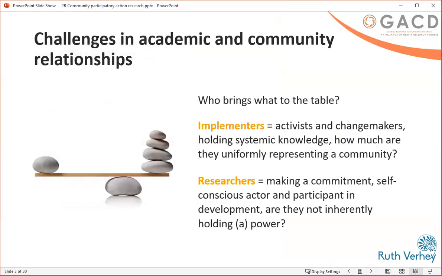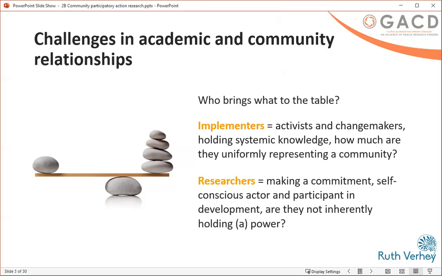Challenges in relationships between academics and community are vast. And basically the question is who brings what to the table? When we talk about implementers, we mean the activists, the change makers. These people are holding systemic knowledge. But how much are they uniformly representing a community, which already leads us to this question: how are we actually getting everybody's voice to the table?